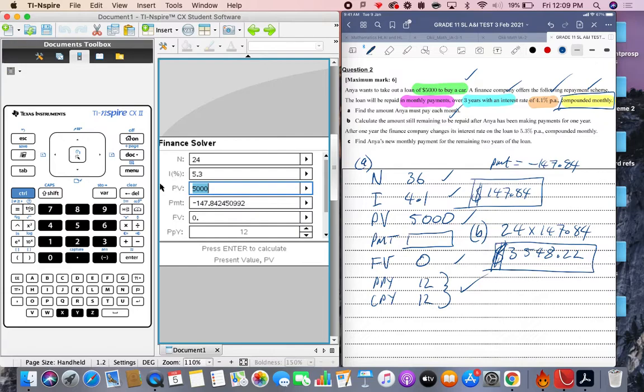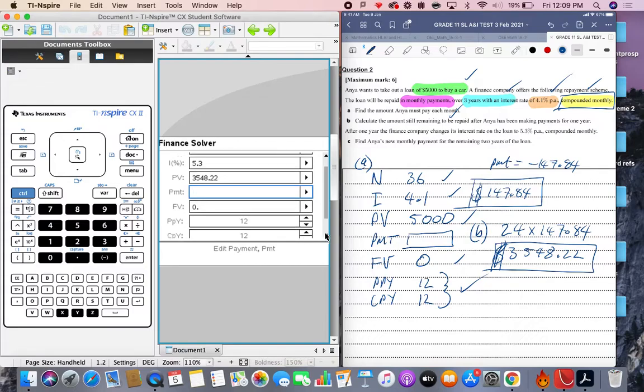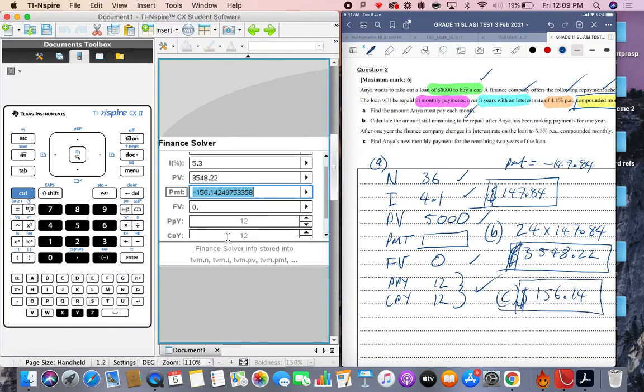All right, so I will put in the 3548.22. Why not? Payment is what I'm trying to work out. I'll just delete that. Future value still needs to be 0. I want to pay it all back. And then 12 and 12. Click in here, press go. So now can you see, hopefully this makes sense, that my monthly payments now jump up to $156.14. Doesn't sound a great deal, right? But your previous payments were 147, 148. Now you're at 156. It makes sense because the interest rate's gone up. Beautiful.